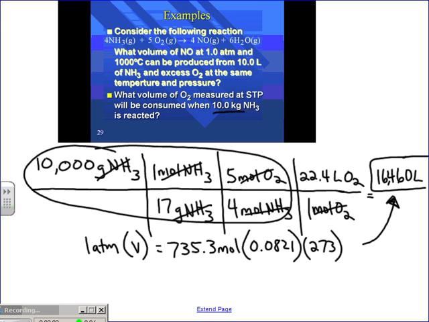So either way you do it, you still have to do this portion either way. So it's probably easier just to go ahead and do this last step rather than do all of this and then plug it in for the number of moles in the ideal gas law.